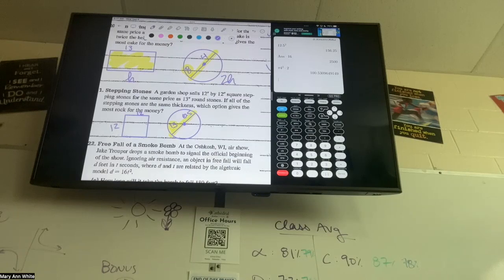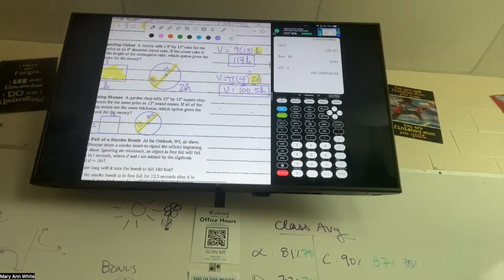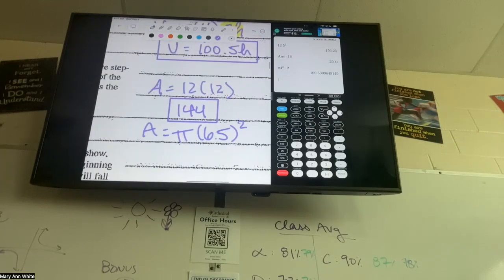Okay. This one says they have the same thickness. So do I need to add that height in there this time? No, we can just do the area of each one and compare them, okay? So the area of this square stone, this 12 by 12, is going to be what? Good, 144, 12 times 12. Area of my circular one is going to be pi times 6.5 squared. And again, I am going to throw that in my calculator because I cannot compare 144 with something with a pi in it. I want it to be an actual number.